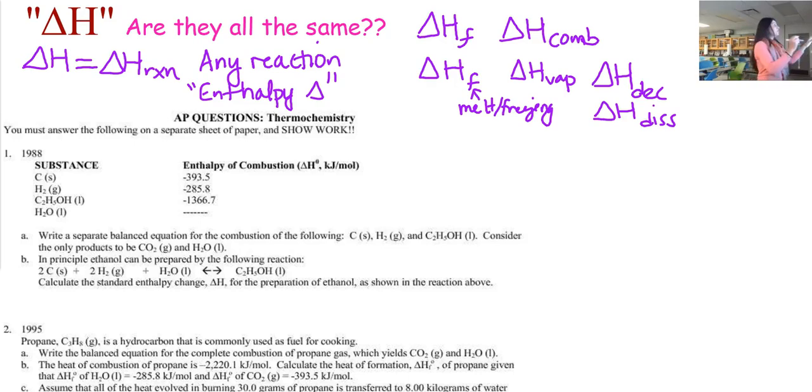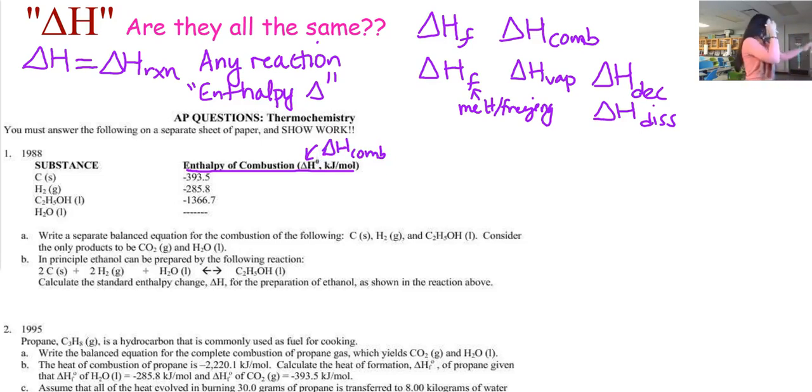So number 1 says they're giving you different substances. And by the way, this is just a table, kind of a chart, and then you're going to go straight to letter A. So this first part isn't even a question, all right? So they're just giving you some information. And what they're saying is these are enthalpies of combustion, and notice they're calling them delta H's, okay? But I want to make sure that you're aware of this. This is actually delta H of combustion, which means it is for the burning of that substance.